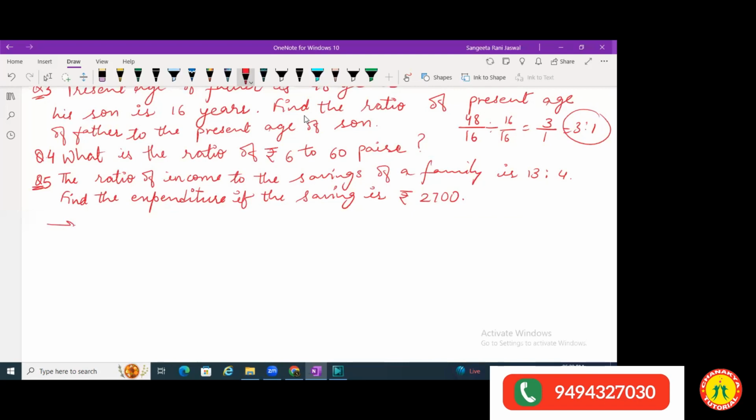Okay, the ratio of income to the saving of the family is 13:4. The ratio is given to us as 13:4, so the first part, 13, is income and 4 is saving. But this is not the actual saving. So let the income be 13x, savings be 4x.